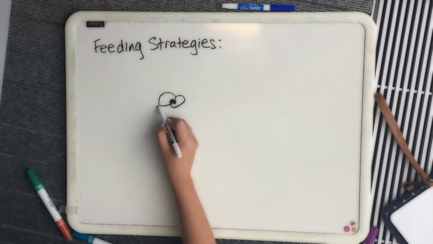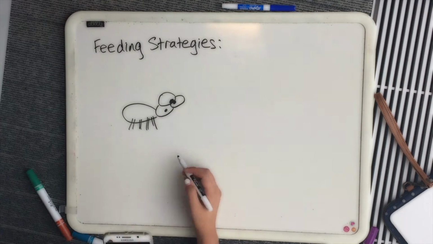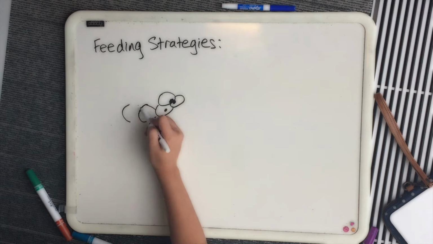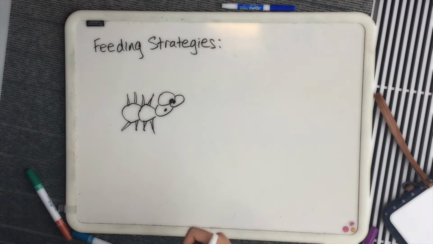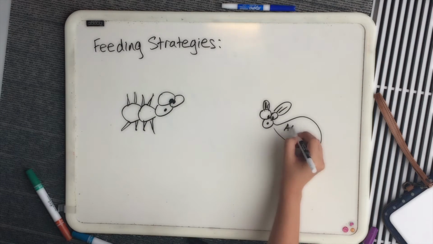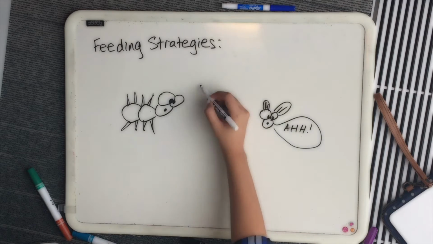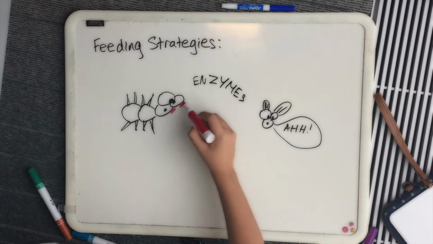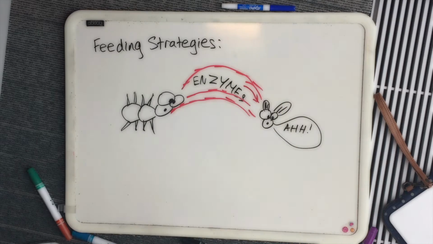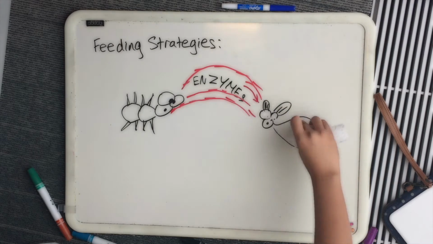Chelicerate feeding strategies. Many chelicerates, such as scorpions and spiders, suck liquid food from their prey due to their inability to eat solids due to their narrow gut. Instead, they expel enzymes onto their prey to liquefy them so the prey can be ingested.